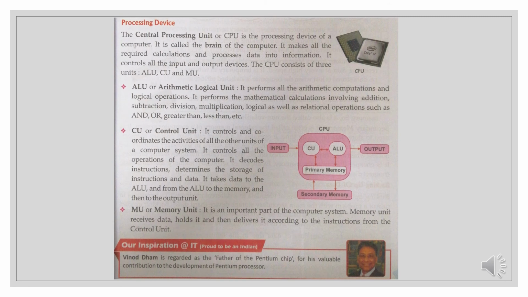Next, we are going to learn about the processing device. The Central Processing Unit, or the CPU, is the processing device of a computer. So which is the processing device of a computer? It is the central processing unit or the CPU. The CPU is known as the brain of the computer. It makes all the required calculations and processes data into information. It controls all the input and output devices.